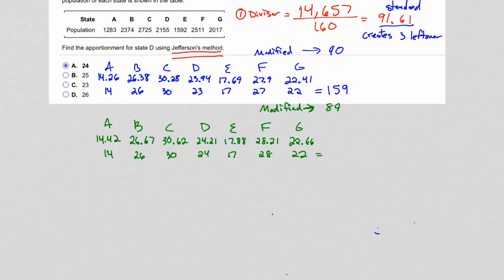So if you notice, guys, before we had 159. This went up by 1. This one went up by 1. That means we went up by 2. That's 161. That's too much, which means we have to do something closer to 90. So 89 is too low, 90 is too high.